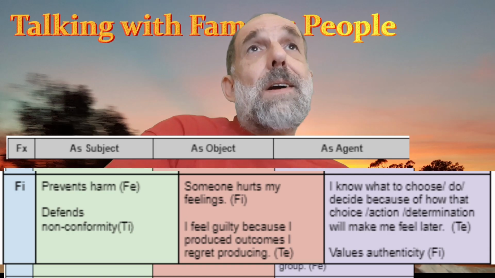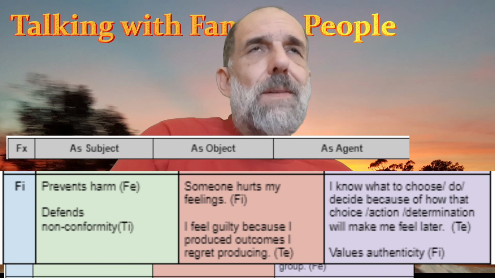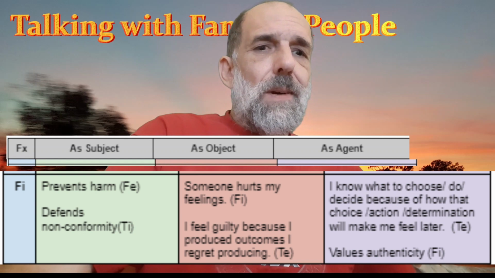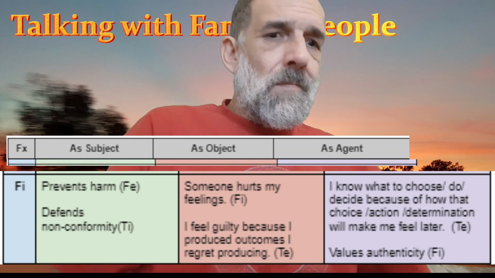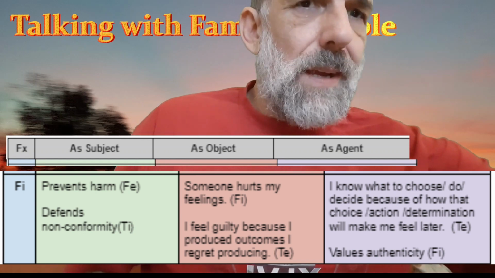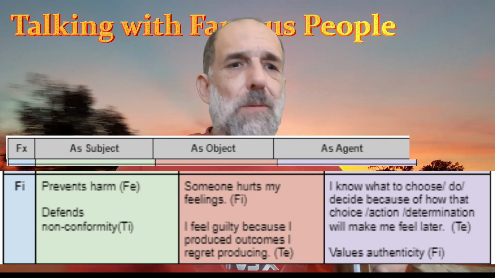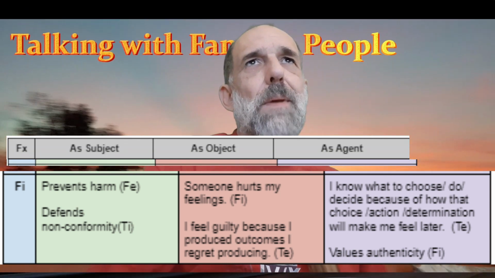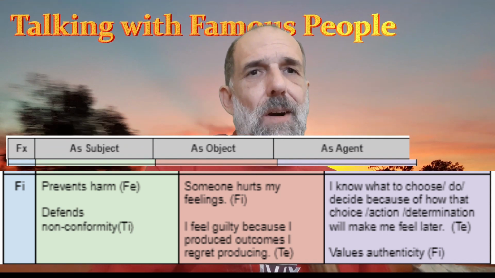Okay. Introverted Feeling. FI. FI prevents harm. That links to FE. It's how the person who's FI takes action. So if you are a mother with a newborn baby and you see your baby's in danger and you do some sort of superhuman whatever to save the baby, then that's preventing harm, right?